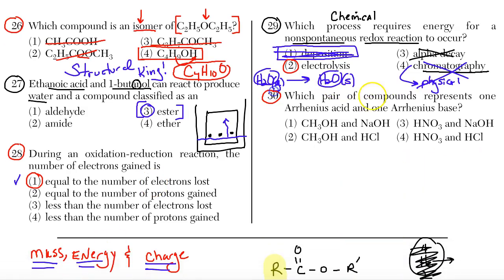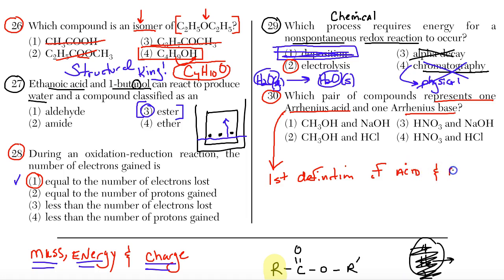Number 30. Which pair of compounds represents one Arrhenius acid and one Arrhenius base? Okay. Oh my God. Who is this person? Very simple. Arrhenius, A. The first letter of the alphabet is the first what? The first definition. First definition of acids and bases. All right. And since it's Arrhenius A, it's the first definition, which means it's the easiest. It's the most simple.